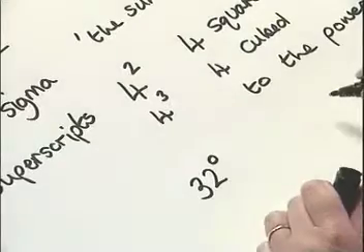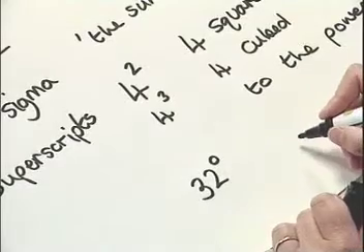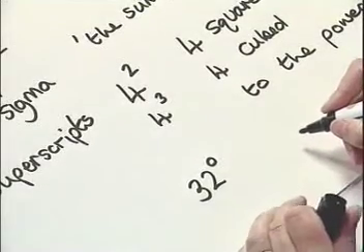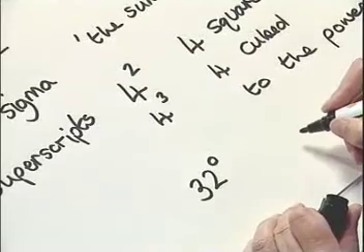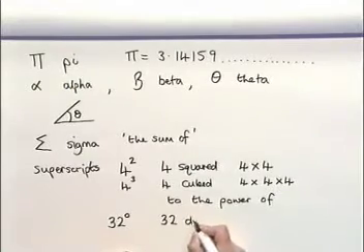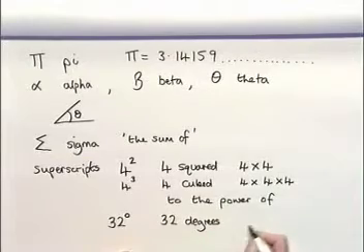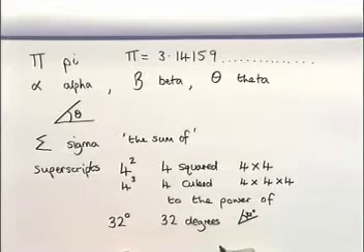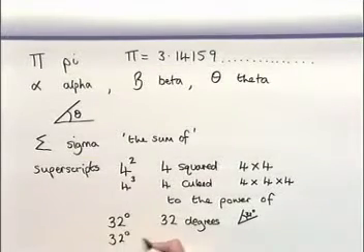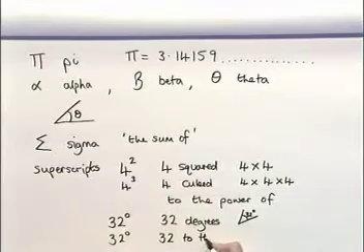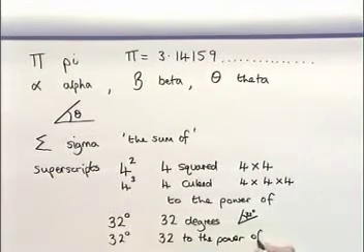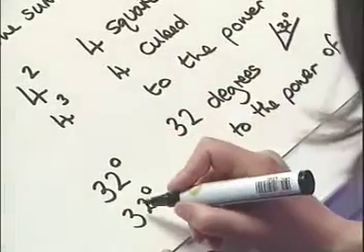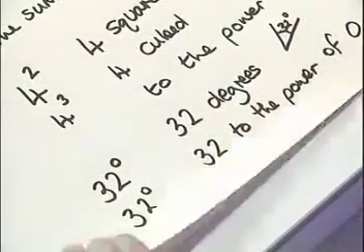32 with a 0 as a superscript. Now this has actually got two meanings, and we need the context to be able to know which meaning it is. It could be 32 degrees, and that would mean an angle of 32 degrees. But it could mean 32 to the power of 0, which is actually 1, which is a very different meaning to an angle. So you need to know the context to be able to decide which one it means.